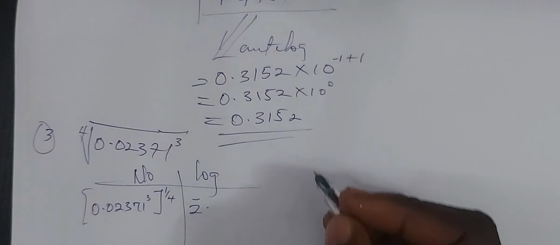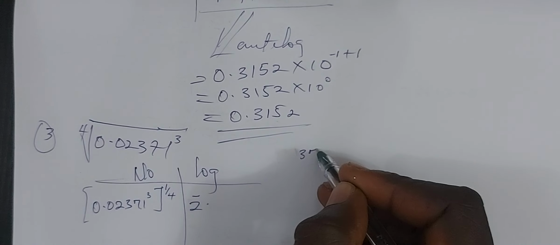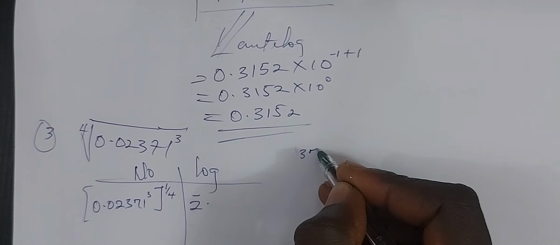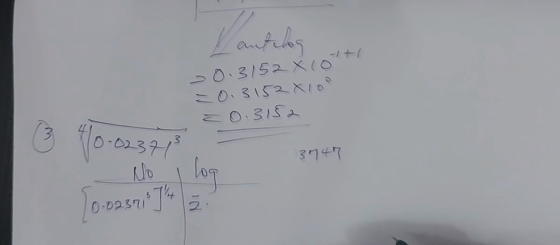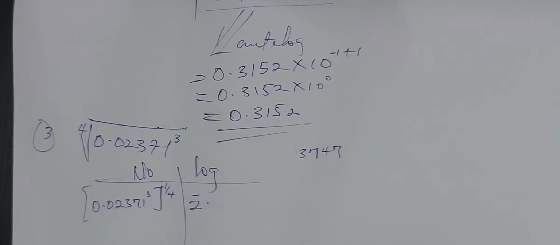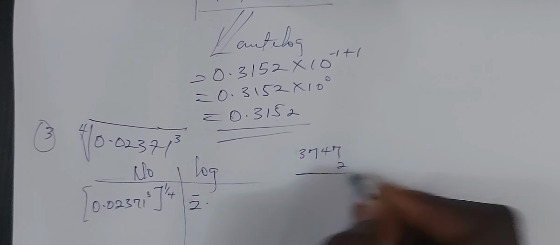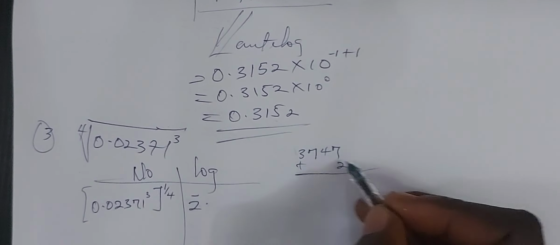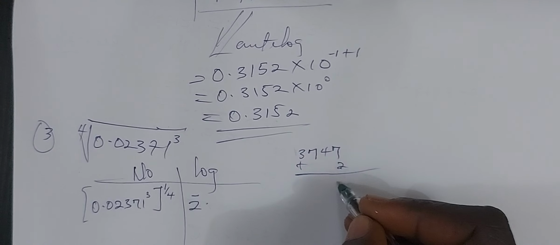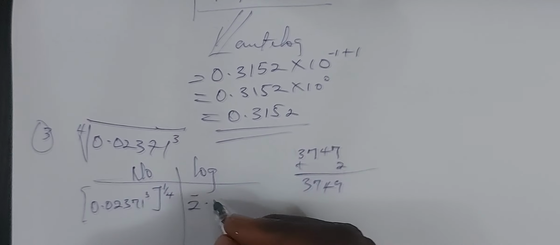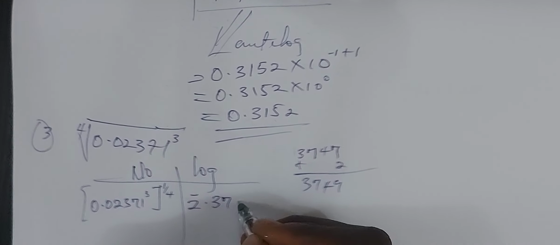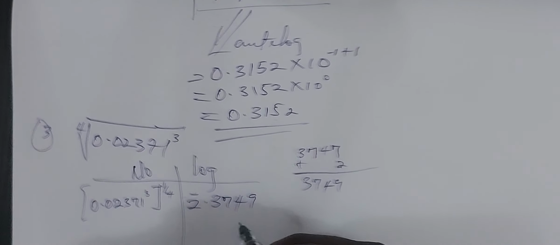Log 23 under 7, difference 1 is 37, 47. Difference 1 is 2, so we add it. 7 plus 2, we have 9, so we have 3, 7, 4, 9.